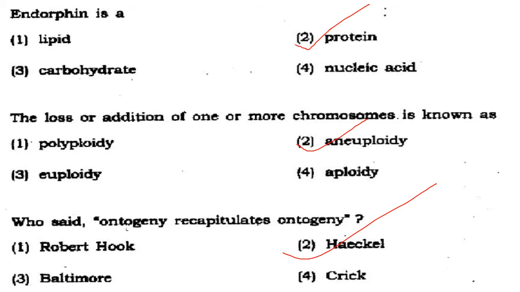Endorphin is a, option 1 lipid, 2 protein, 3 carbohydrate, 4 nucleic acid. Endorphin is protein. So answer 2.